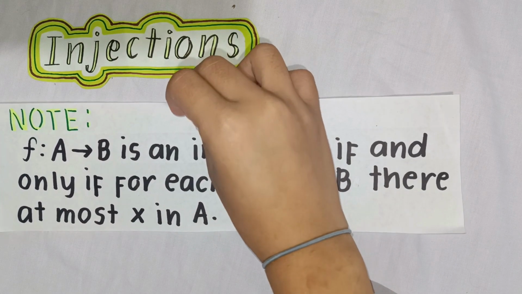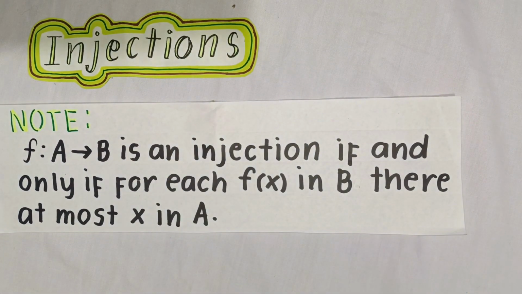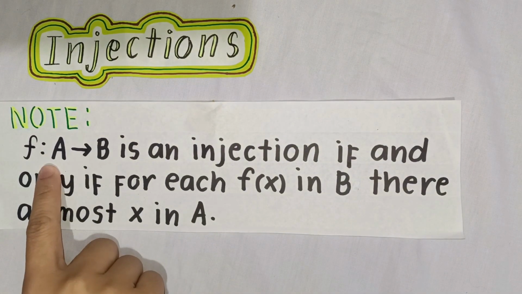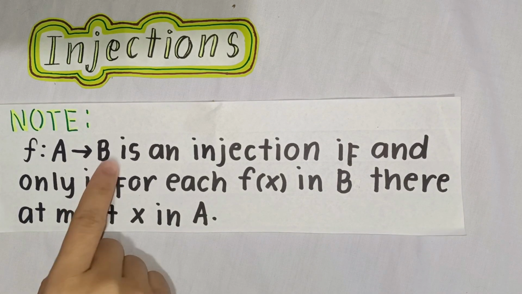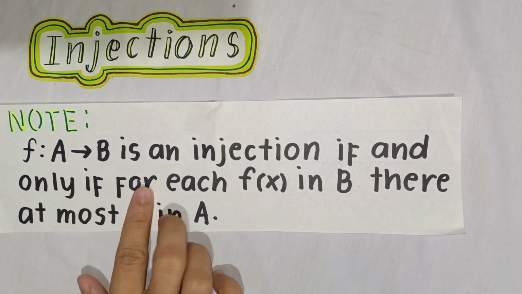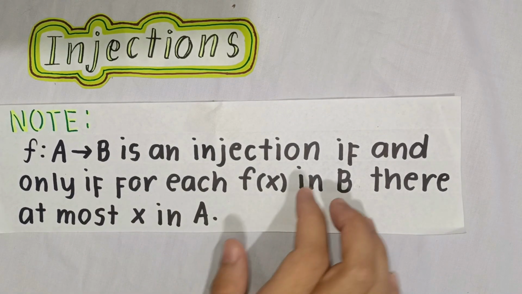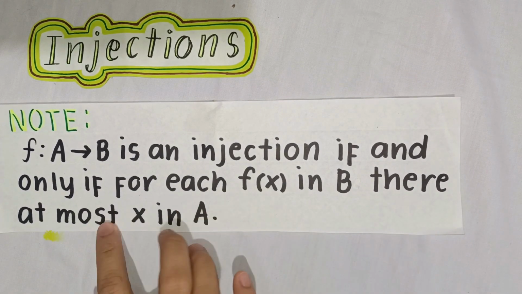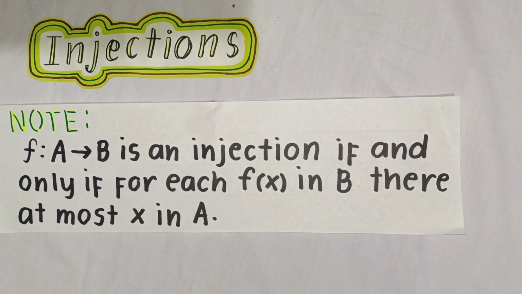Note that we must remember a function f such that A implies B becomes an injection if and only if for each f(x) in B there is at most one x in A.